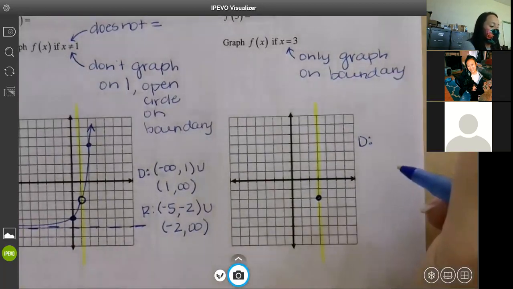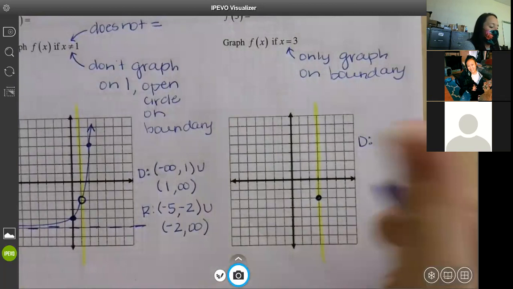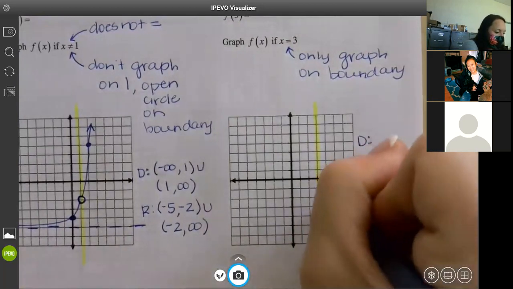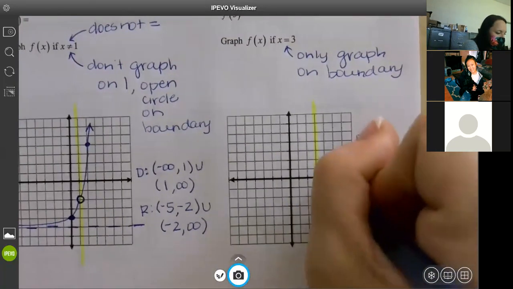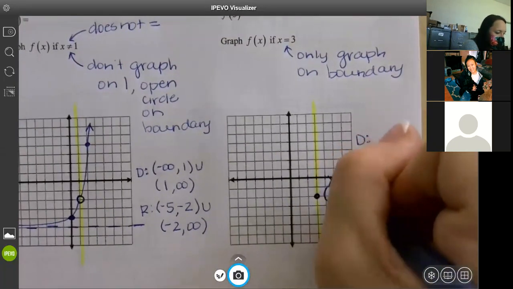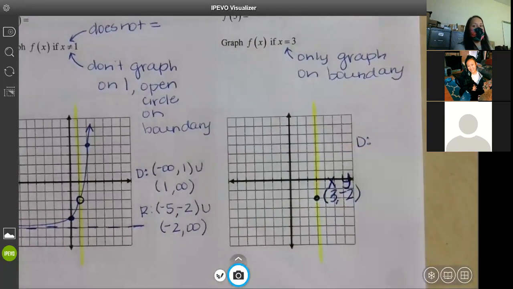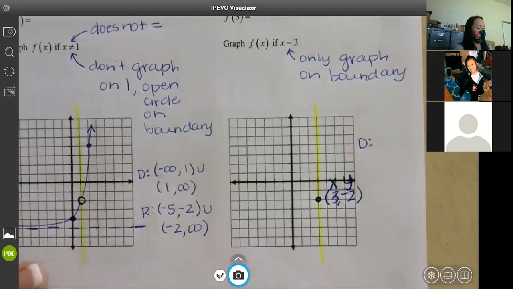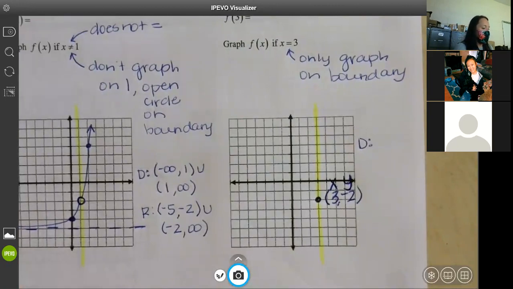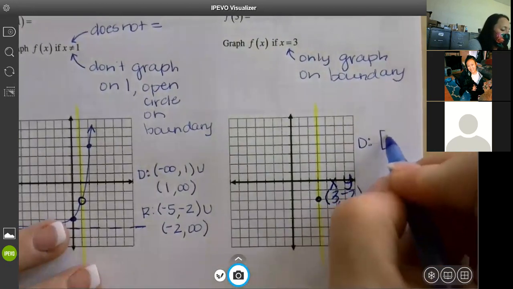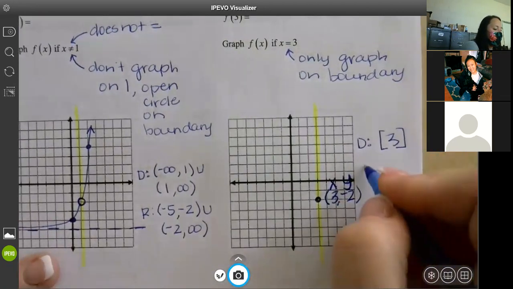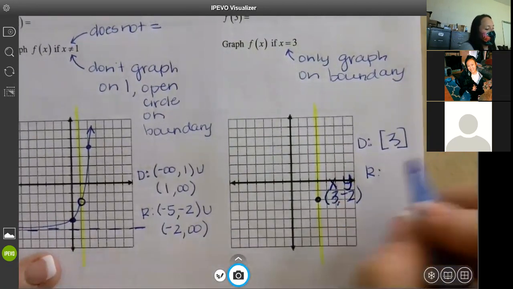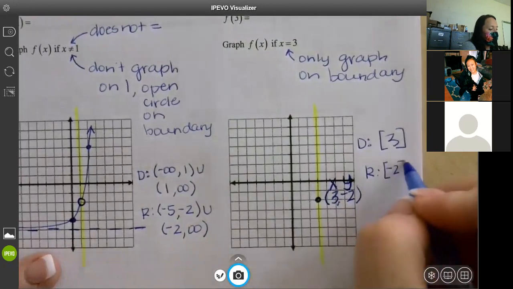All right. So what's your domain? If this is just a coordinate and it's just 3, -2, remember 3 is your x, -2 is your y. Domain deals with x. What is your x? 3. Is this a closed point or an open point? Closed. So the only value of x you have is 3, and it's closed, so we bracket it. So then what would your range be? -2. And again, a bracket because it's a closed point.